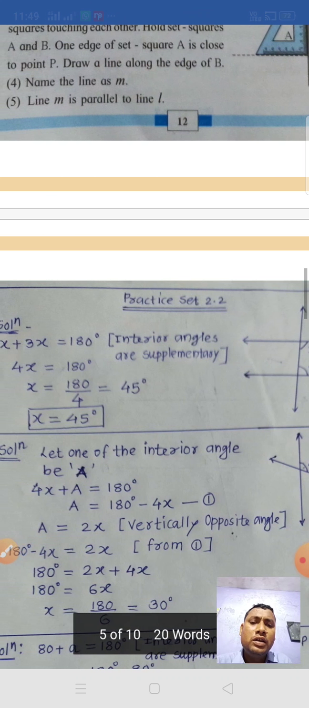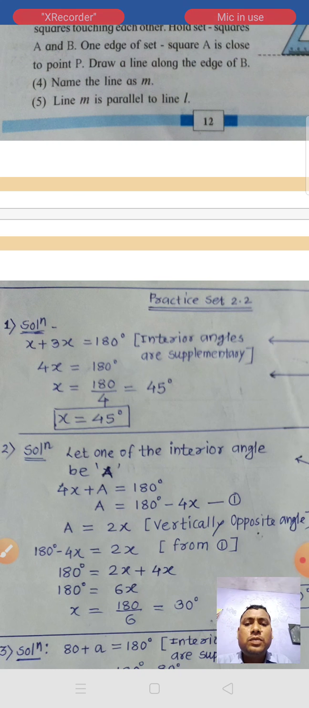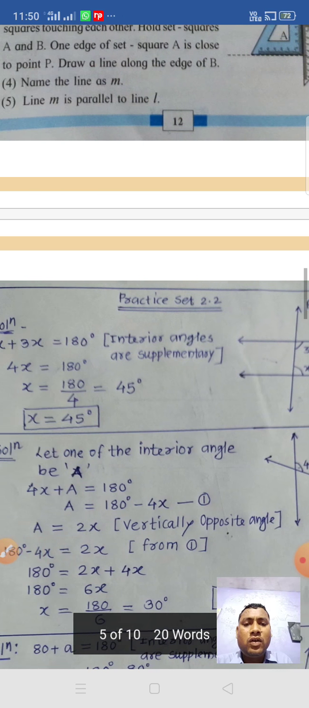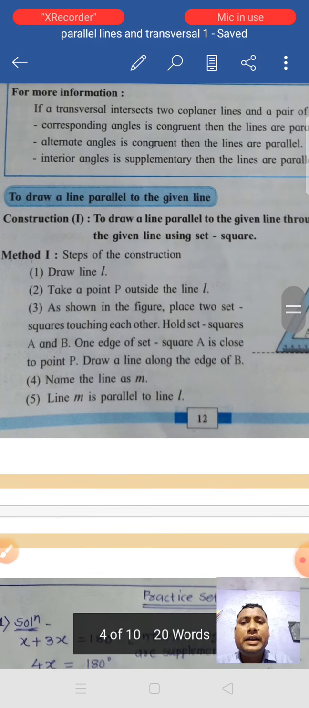So from this figure we can write x plus 3x equal to 180 degrees, and we have to mention the reason why we are writing 180 degrees: interior angles are supplementary. Now x plus 3x means we add 1 plus 3, 4, so 4x equal to 180. Now divide both sides by 4. After dividing both sides by 4, we get x equal to 180 divided by 4, and that gives 45 degrees. So we get the value of x equal to 45 degrees.